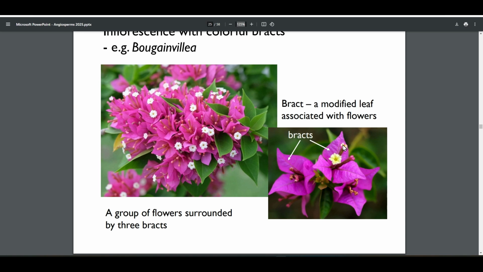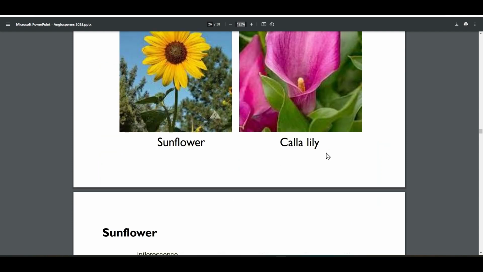And there's another plant that you're probably quite familiar with, which is the Christmas plant, poinsettia, which also works in the same way. The red parts are bracts, they're not flowers. Okay.